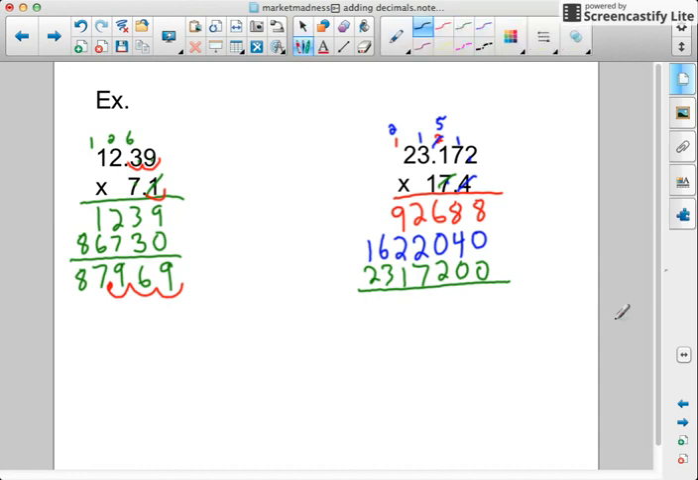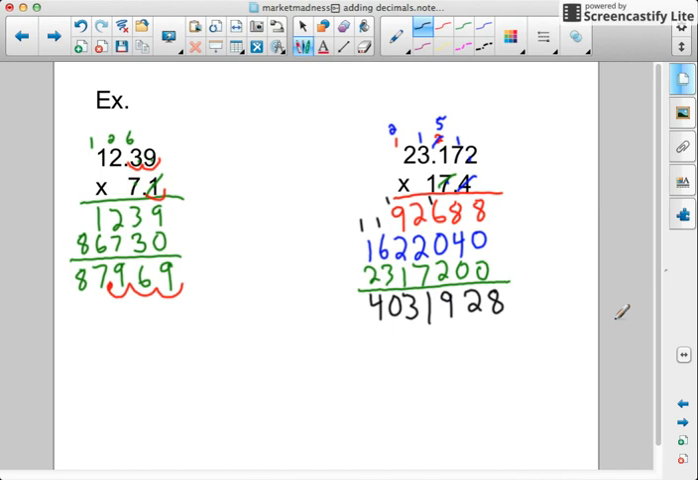8 plus 0 plus 0 is 8. 8 plus 4 plus 0 is 12. Carry the 1. So 1 plus 6 is 7. Plus 2 is 9. 2 plus 2 is 4. Plus 7 is 11. Carry the 1. 1 plus 9 is 10. Plus 2 is 12. Plus another 1 is 13. 6 plus 3 is 9. Plus 1 is 10. 1 plus 1 plus 2 is 4.